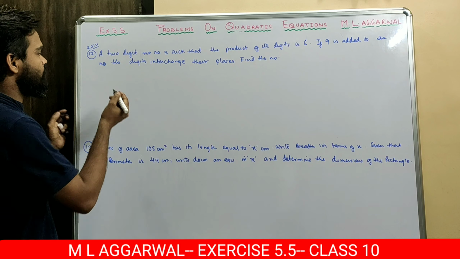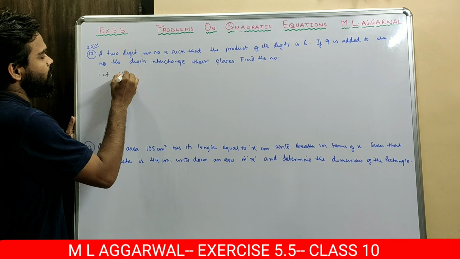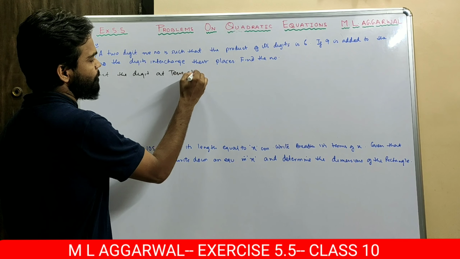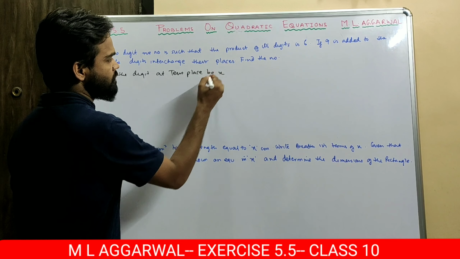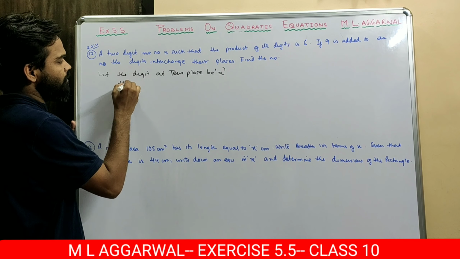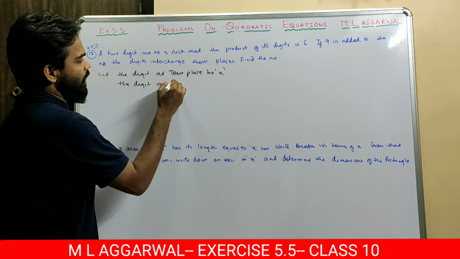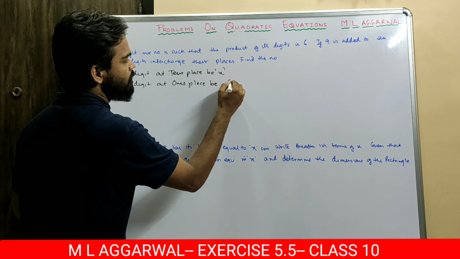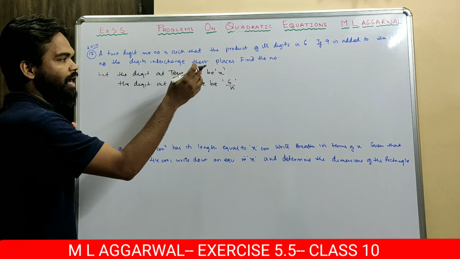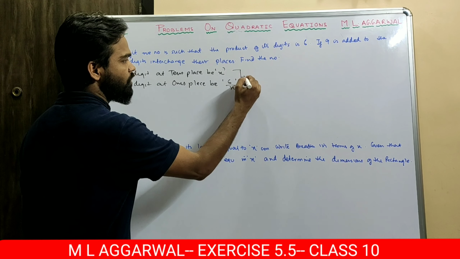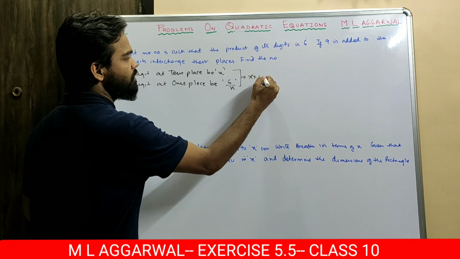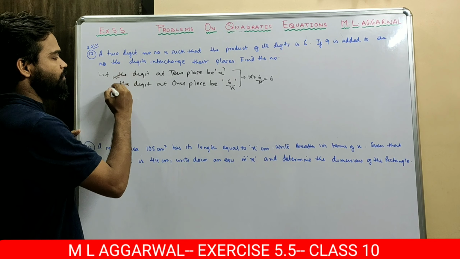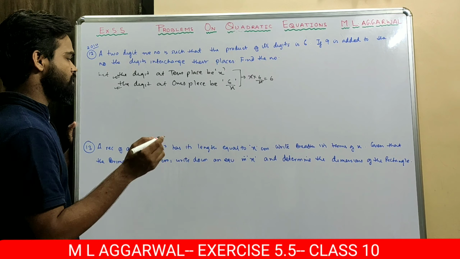at 10's place. So I'll take, let the digit at 10's place be x. Then definitely the digit at 1's place will be 6 by x. Why? Because the product, when you multiply this, see how much you are getting, x into 6 by x, you are getting 6 only. The product of its digits is 6. Now you got the digit at 10's place, you got the digit at 1's place. So what is the number?